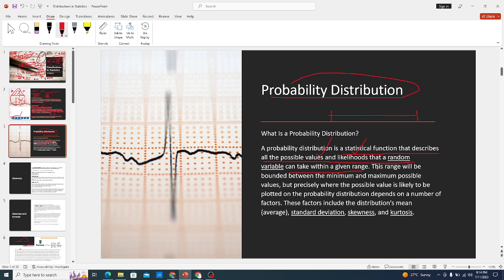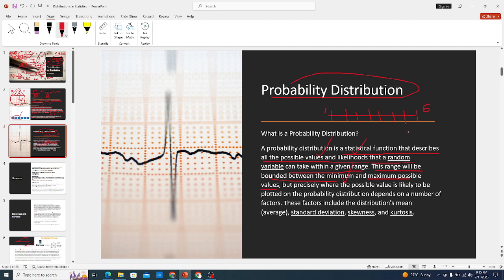This range is also bounded between a minimum value and a maximum possible value. For example, if we are talking about rolling a dice, we know the possible outcomes range between 1 and 6, even though we have a uniform distribution of the probabilities. But we have possible values to occur within a range.